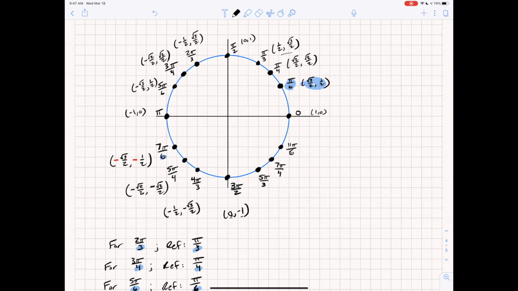And now I'm going to start talking again and go through and list the ordered pairs. So 5 pi over 3 is positive 1/2, negative root 3 over 2. 7 pi over 4 is positive root 2 over 2, negative root 2 over 2. And 11 pi over 6 is positive root 3 over 2, negative 1/2. Notice being in quadrant 4, all of my x values are positive because we're now to the right, but all my y values are negative because we have to go down to get to each one of these coordinates.